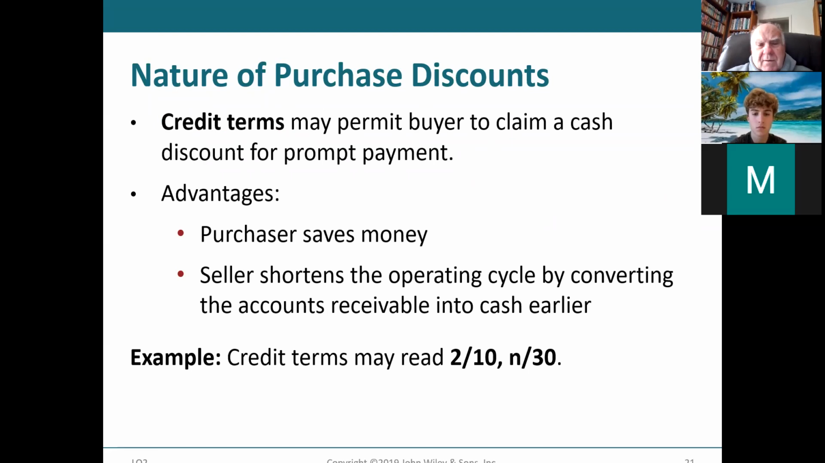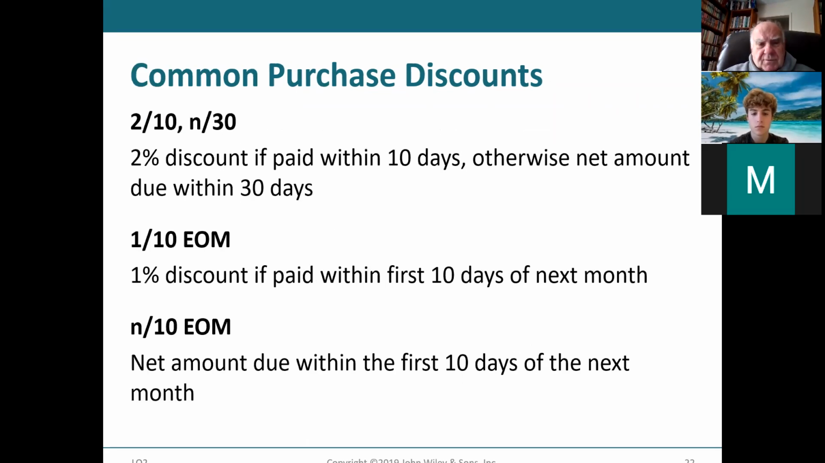Credit terms may prompt the buyer to claim a cash discount for prompt payment. Sellers will sometimes offer what's called a sales discount to customers to encourage early payment. In the example at the bottom, credit terms may read 2/10, net 30. That's how you read that: if the customer pays within 10 days, they get a 2% discount. Otherwise, they pay the net, the full amount, in 30 days. 2/10, net 30 is a very common expression in the business world.